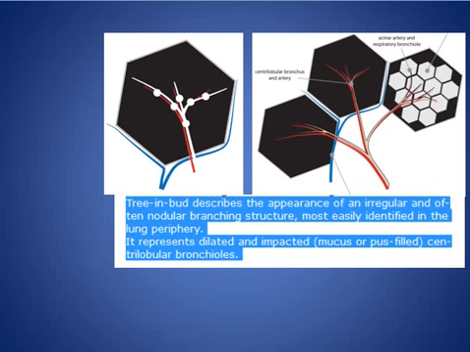In this appearance, an irregular nodular branching structure is identified in the lung periphery and represents dilated and impacted mucus or pus in the centrilobular bronchioles. As we see here, this is the red one, the central arteriole, and the white color, these small nodules involving the terminal bronchioles, are due to impaction and filled with mucus or pus or cells.